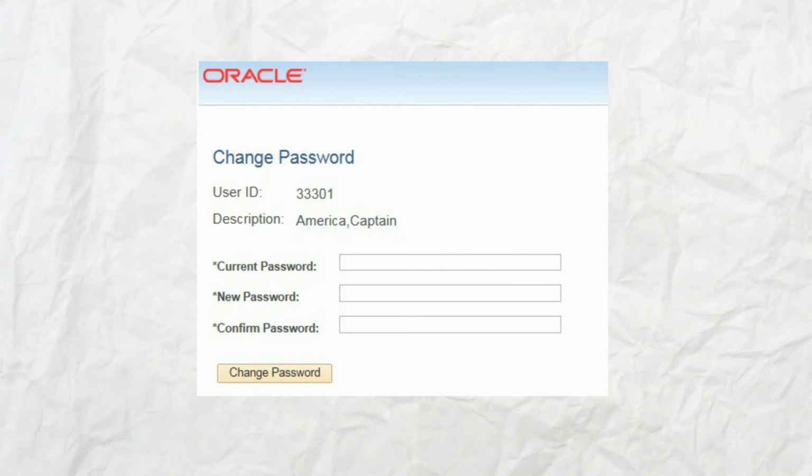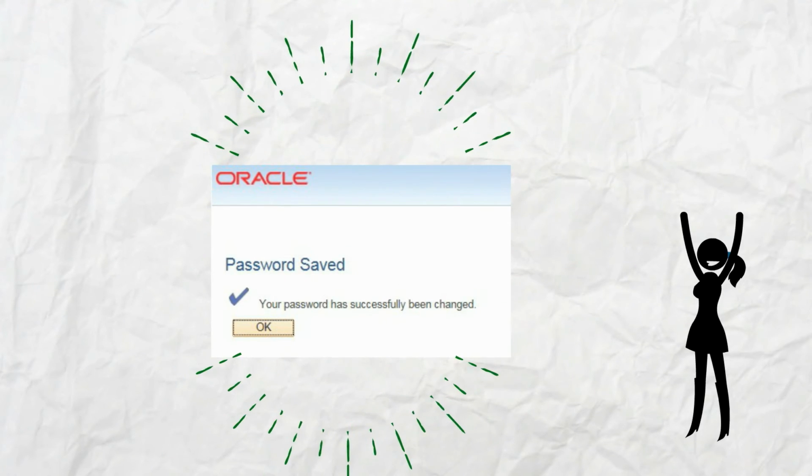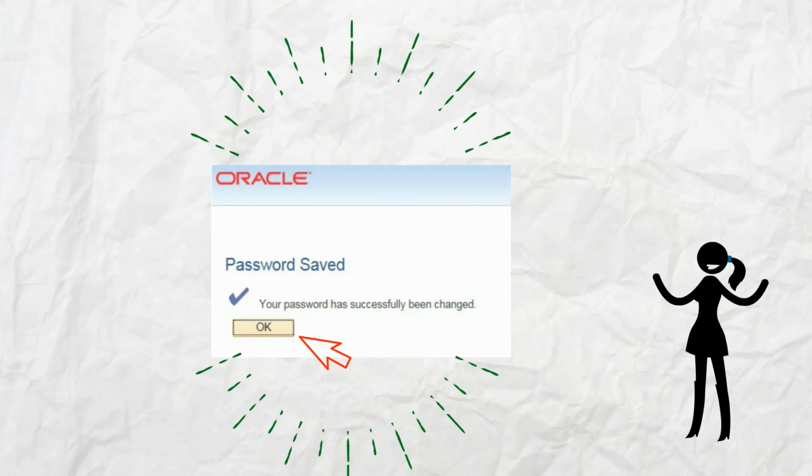To get started changing your password, first type in your current default password in the Current Password field. Second, type in the new password in the New Password field. Third, retype your new password in the Confirm Password field. Finally, click Change Password. You will receive a confirmation that your password was changed successfully. Click the OK button in the Password Saved confirmation message to continue.